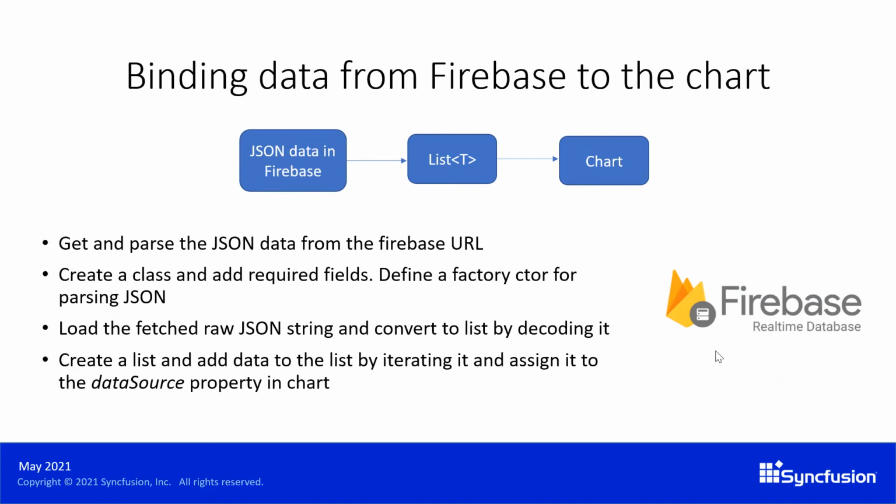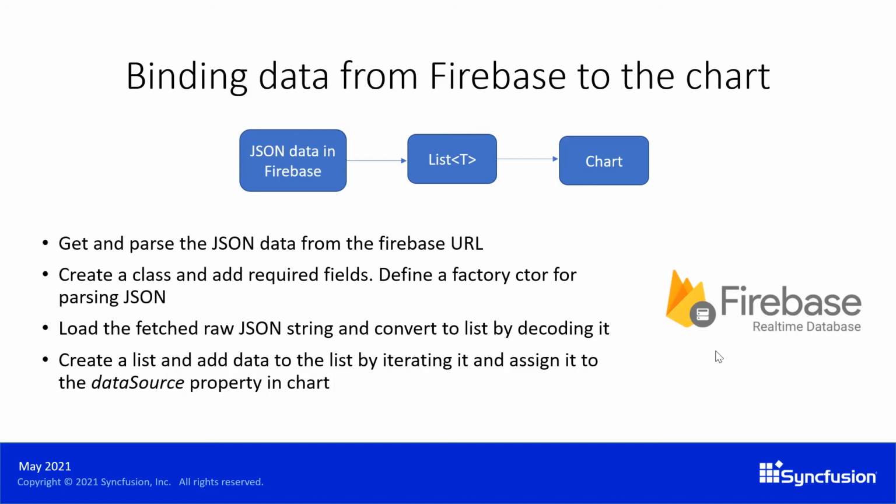And here comes the final one. Let me explain how to bind the data from the Firebase database to the chart. Data in the Firebase database will be of type JSON. So we need to convert it to the class type list for binding it to the chart. The process is almost the same as the previous JSON data conversion and binding. The only change is we have to use the Firebase JSON data instead of local JSON data.